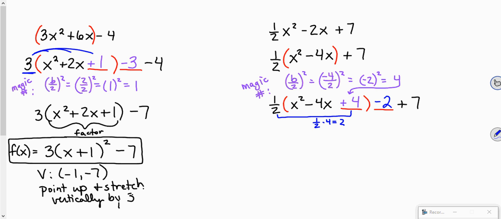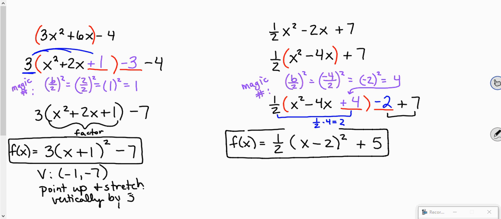Okay, so now I have to factor what's in the parentheses. X squared minus 4x plus 4 is x minus 2 squared, and then I'm going to have +5 when I add these two terms together out the back. This is vertex form, by completing the square. So again, my vertex now would be 2, 5.